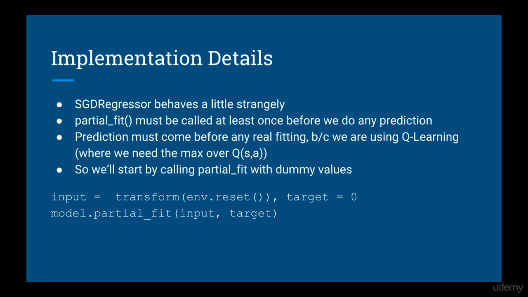At the same time, SGDRegressor behaves a little strangely compared to what you would expect from a linear model. First, if we don't call the partial fit function at least once, then it won't work because it hasn't initialized any parameters. But at the same time, the first thing we need to do is make a prediction from it, because to do Q-learning, we need to take the max over all actions. In order to get around this problem, we'll call partial fit with some dummy values, specifically with the start state as input and 0 as the target.